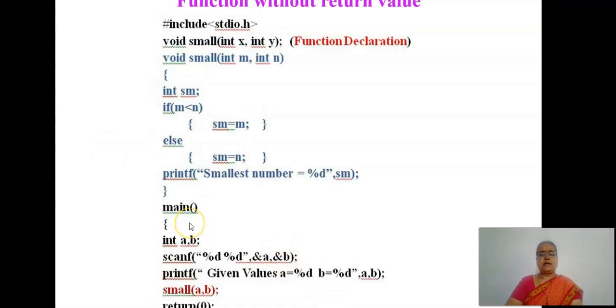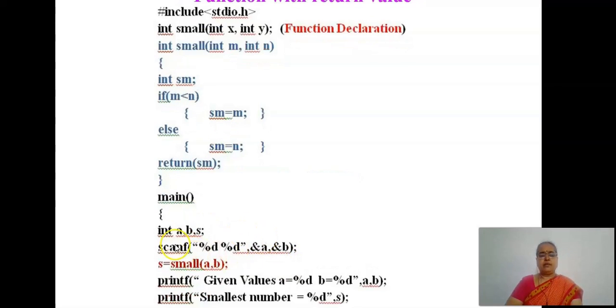Now we see the main program. In the main program, we declared three variables a, b, and s, and we are going to find the smallest of a and b. So we are giving values to a and b through the scanf statement, and I am going to call the function. This function will return the smallest of a and b, and that return value will be stored in the variable s. So I am calling it in an assignment, s is equal to small of a comma b. Whenever it looks for the function name, it calls the function.